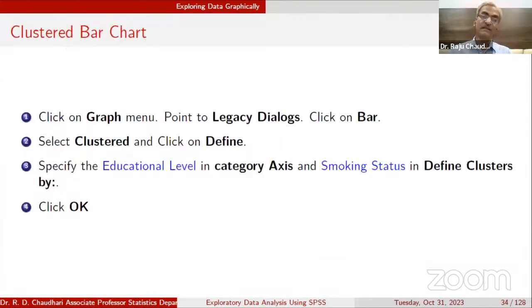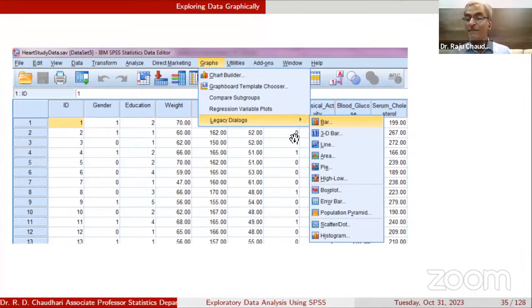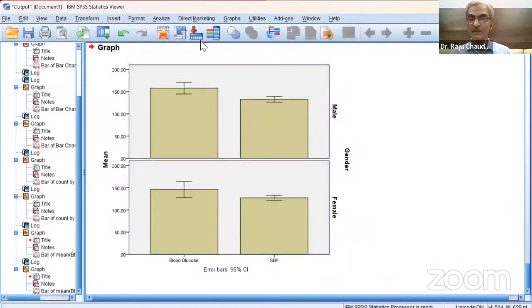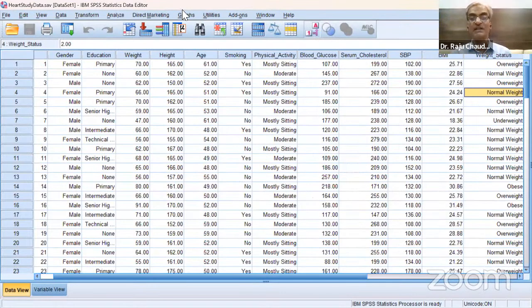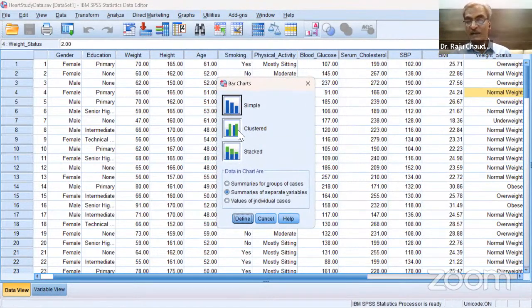Now the next step is the cluster bar chart, or what we call side by side. In our usual terminology, we call it a multiple bar chart. In SPSS, it is a cluster bar chart. Go to Graph, Legacy, again Bar. This time select the cluster option, cluster bar chart and summaries of groups of cases.